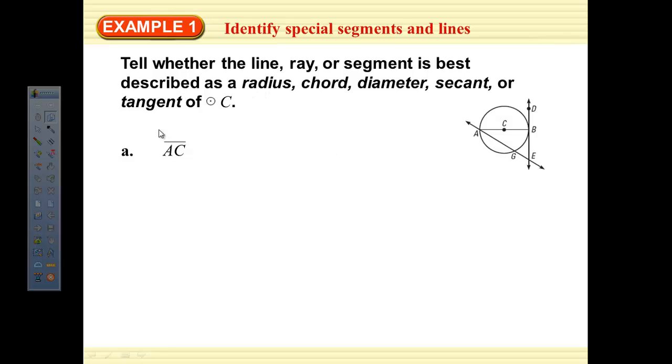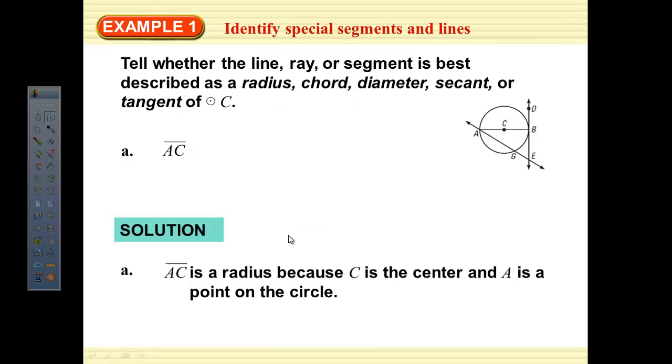This first one we're looking at AC. A goes from the center of a circle out to the edge of a circle. We call that a radius. So for this first one, it's a radius. C is the center, A is a point on the circle.